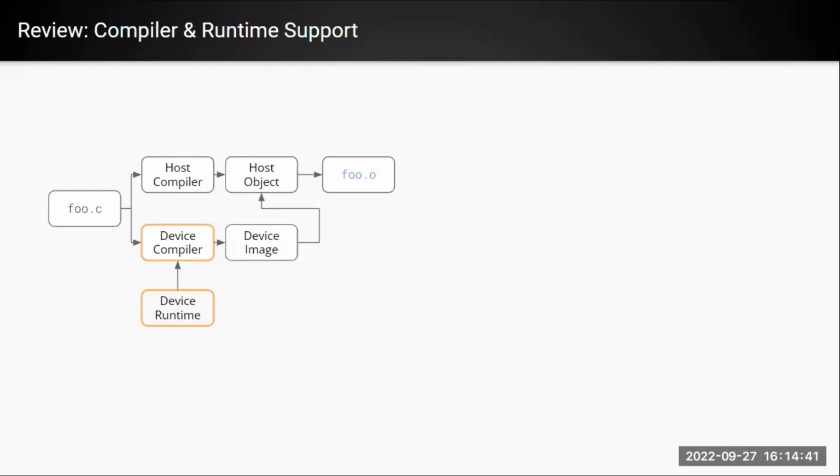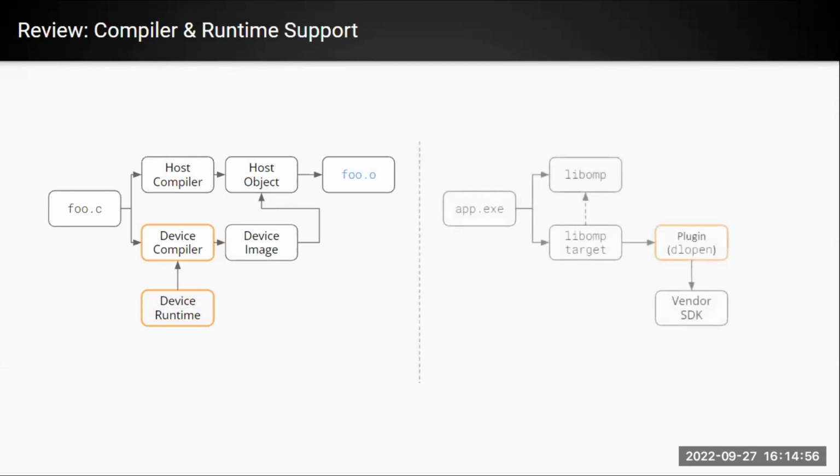If you think about offloading, this is how we did. This is roughly how the compile part works. We have the input. We split it into host and device compilation. We link in the device runtime. We embed that in a host object. And then at runtime, we use libOMP for the host part and libOMP target for the offloading part. libOMP target is going to use plugins, one plugin per architecture, like a CUDA plugin, an AMD plugin, and so on and so forth. And those are going to open the vendor SDKs, so the actual CUDA SDK, because that is how we communicate.